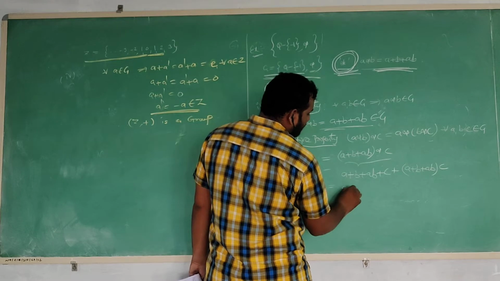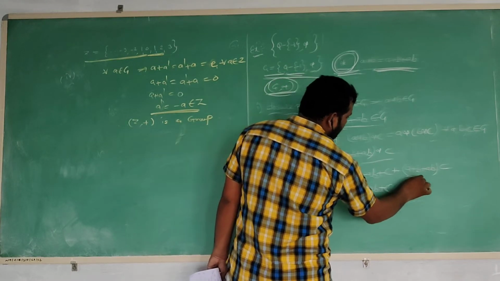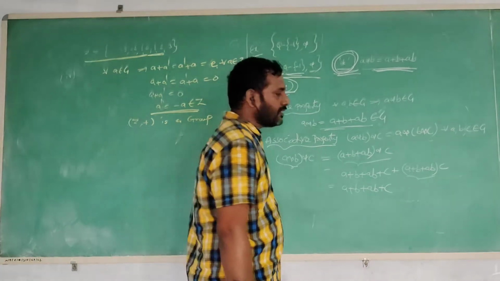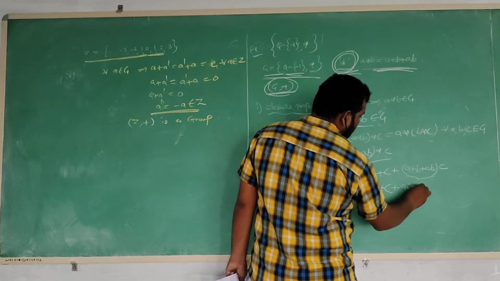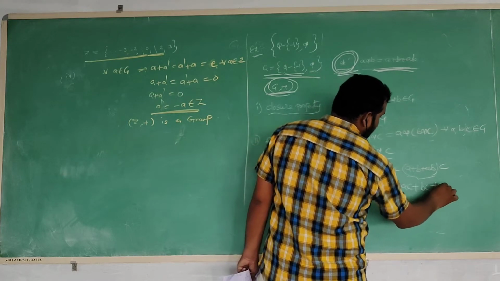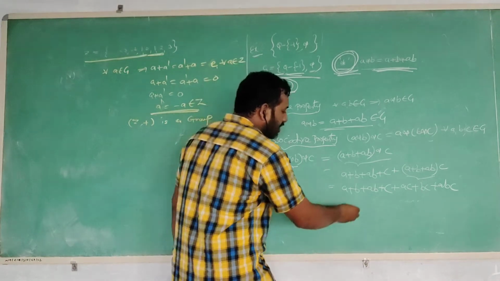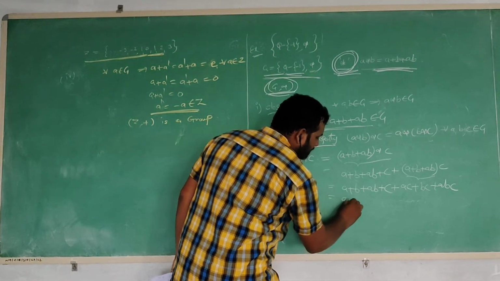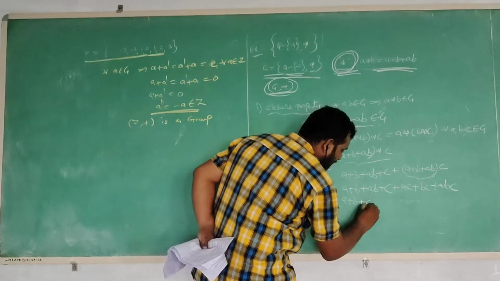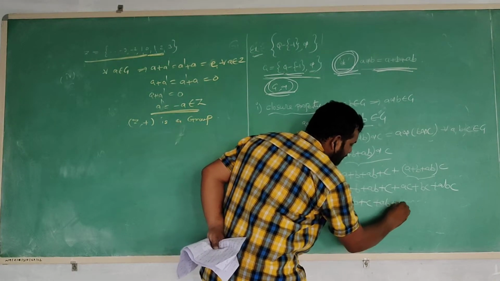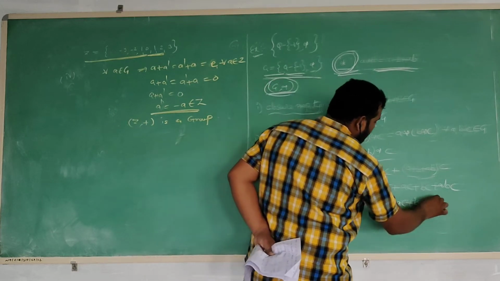What is this here? a plus b plus ab plus c. Now I am doing the operation: plus ac, plus bc, plus abc. This total can be written as a plus b plus c plus ab plus ac plus bc plus abc. Then this also belongs to G.